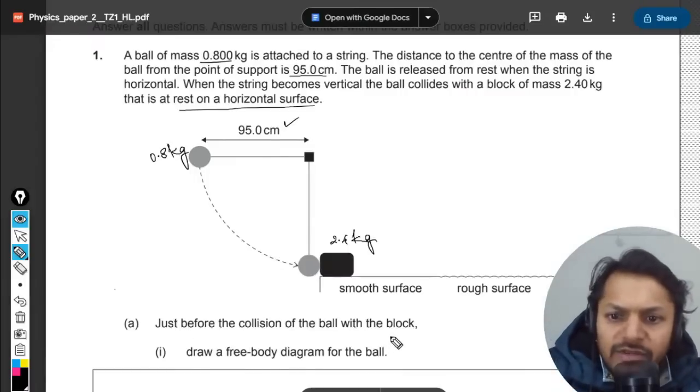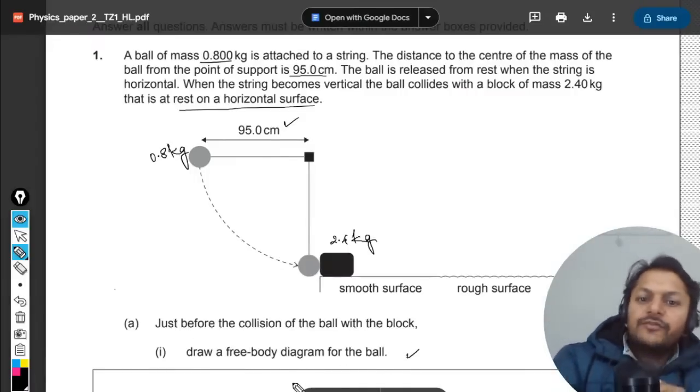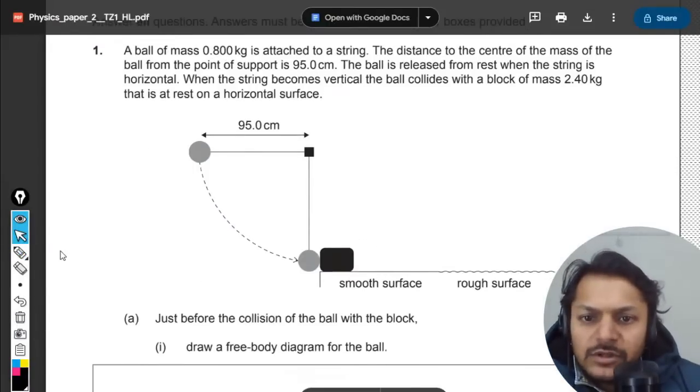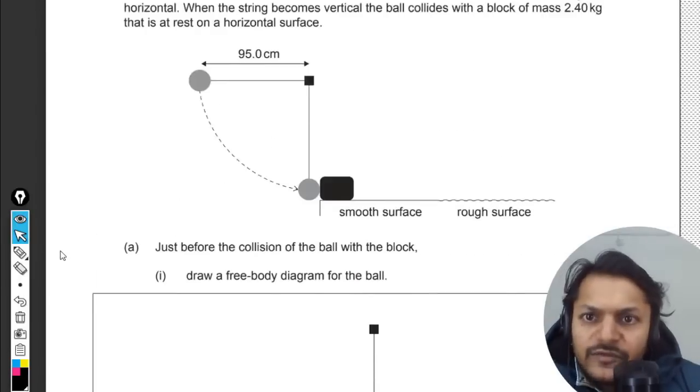Before the collision of the ball with the block, draw the free body diagram for the ball. So what is the free body diagram for the ball? First of all, we have to see what forces are acting.